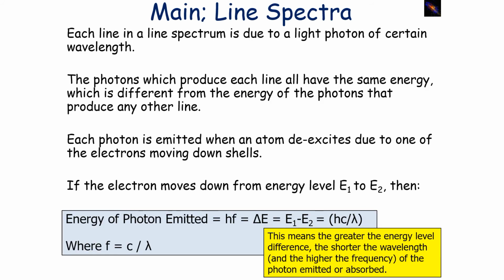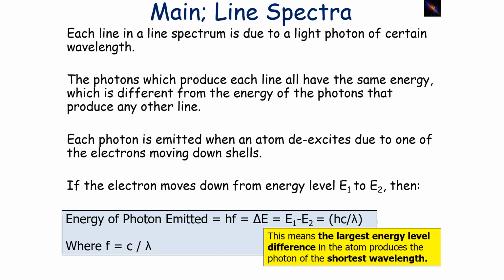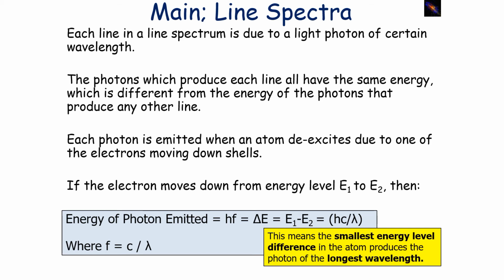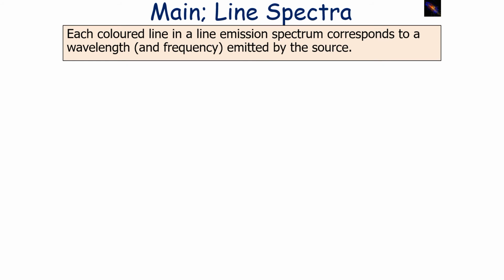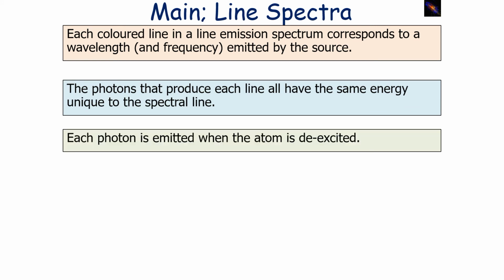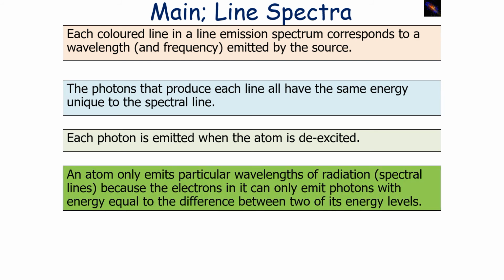So it's important to note that if E equals hc over lambda, the greater the energy level difference, the shorter the wavelength. So the largest energy level difference in your atom produces the shortest wavelength. The smaller the energy level difference, the longer the wavelength of the photon emitted or absorbed. So the smallest energy level difference produces the photons of the longest wavelength. So each coloured line in a line emission spectrum corresponds to the wavelength emitted by the source. The photons that produce each line have the same energy unique to the spectral line. Each photon is emitted when an atom de-excites, and an atom only emits particular wavelengths of radiation because the electrons in it can only emit photons with energy equal to the difference between two of its levels.